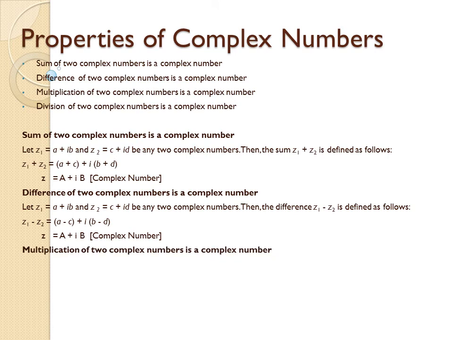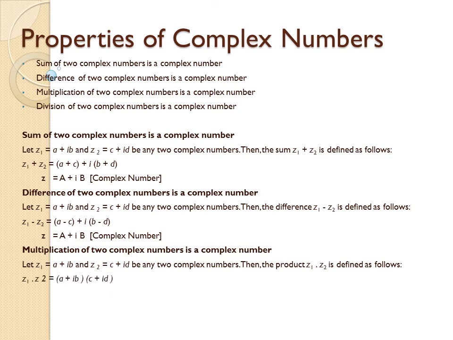Next one is multiplication of two complex numbers is a complex number. How? I will take the same example, Z1 equal to a plus ib and Z2 equal to c plus id. Now I will try to do the product of Z1 and Z2. Let's see how the product becomes. Z1 into Z2 equal to (a plus ib) into (c plus id). It becomes ac, then aid, then ib into c, then i square bd. I know i square equal to minus 1, so ac minus bd.